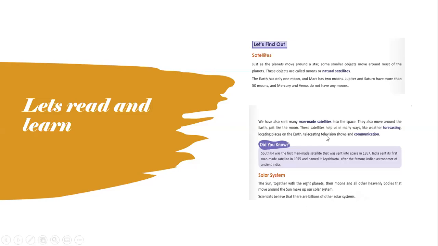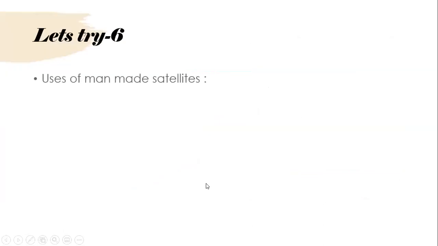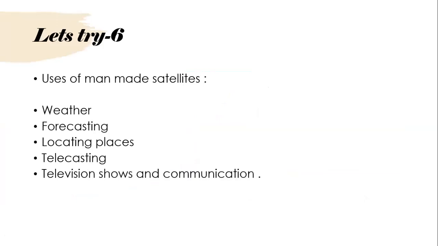Did you know Sputnik 1 was the first man-made satellite sent into space, in 1957. India sent its first man-made satellite in 1975 and named it Aryabhatta, after the famous astronomer of ancient India. So this is something about the satellites. Tomorrow we will do a small exercise and understand the uses of man-made satellites.